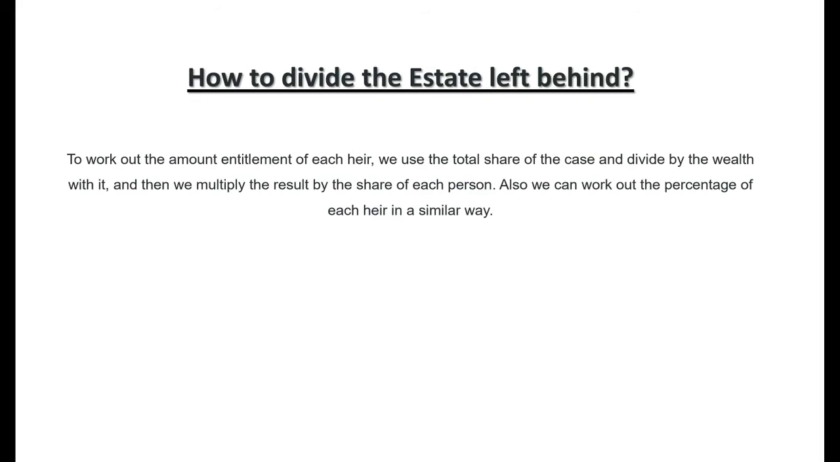To work out the amount entitlement of each heir, we use the total share of the case and divide the wealth by it, and then we multiply the result by the share of each person. We can also work out the percentage of each heir in a similar manner.